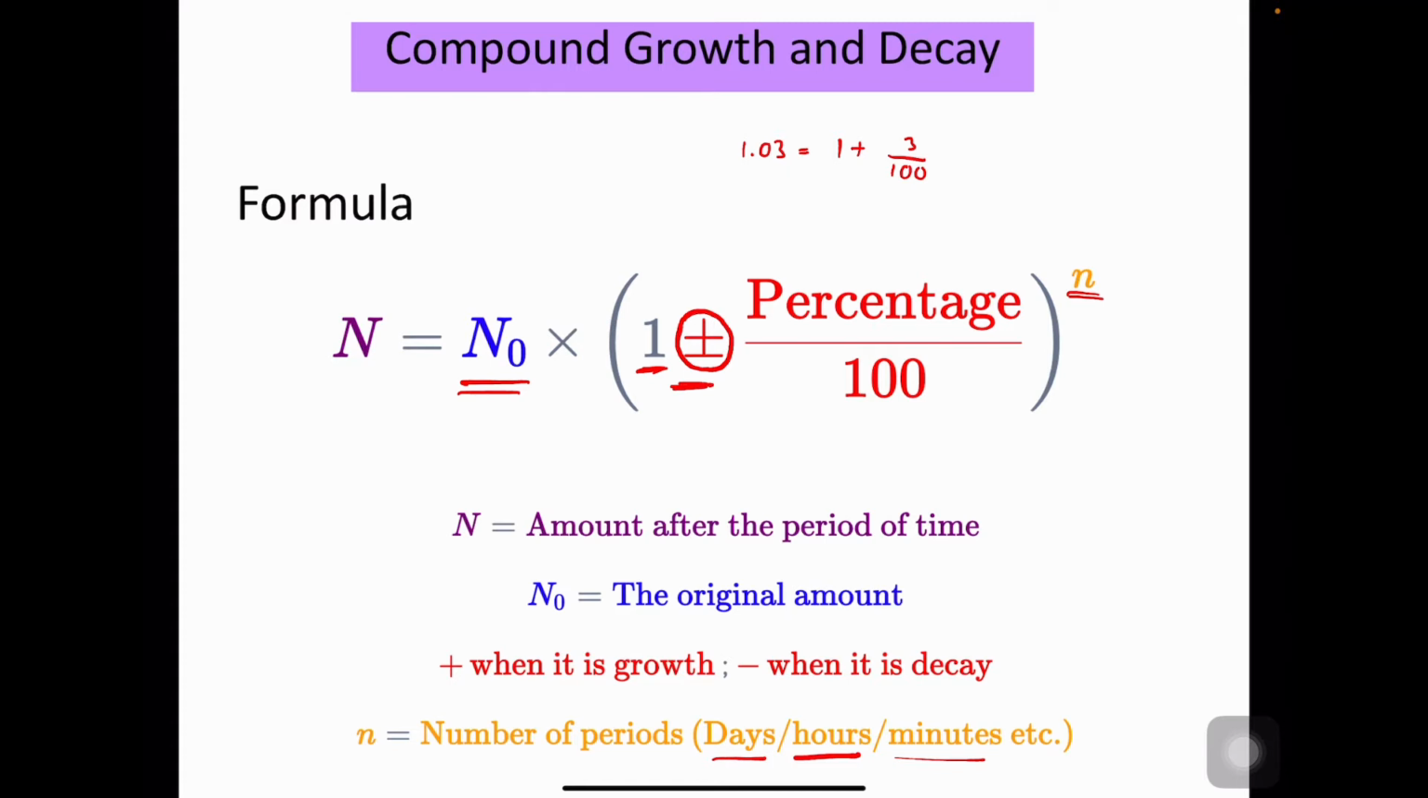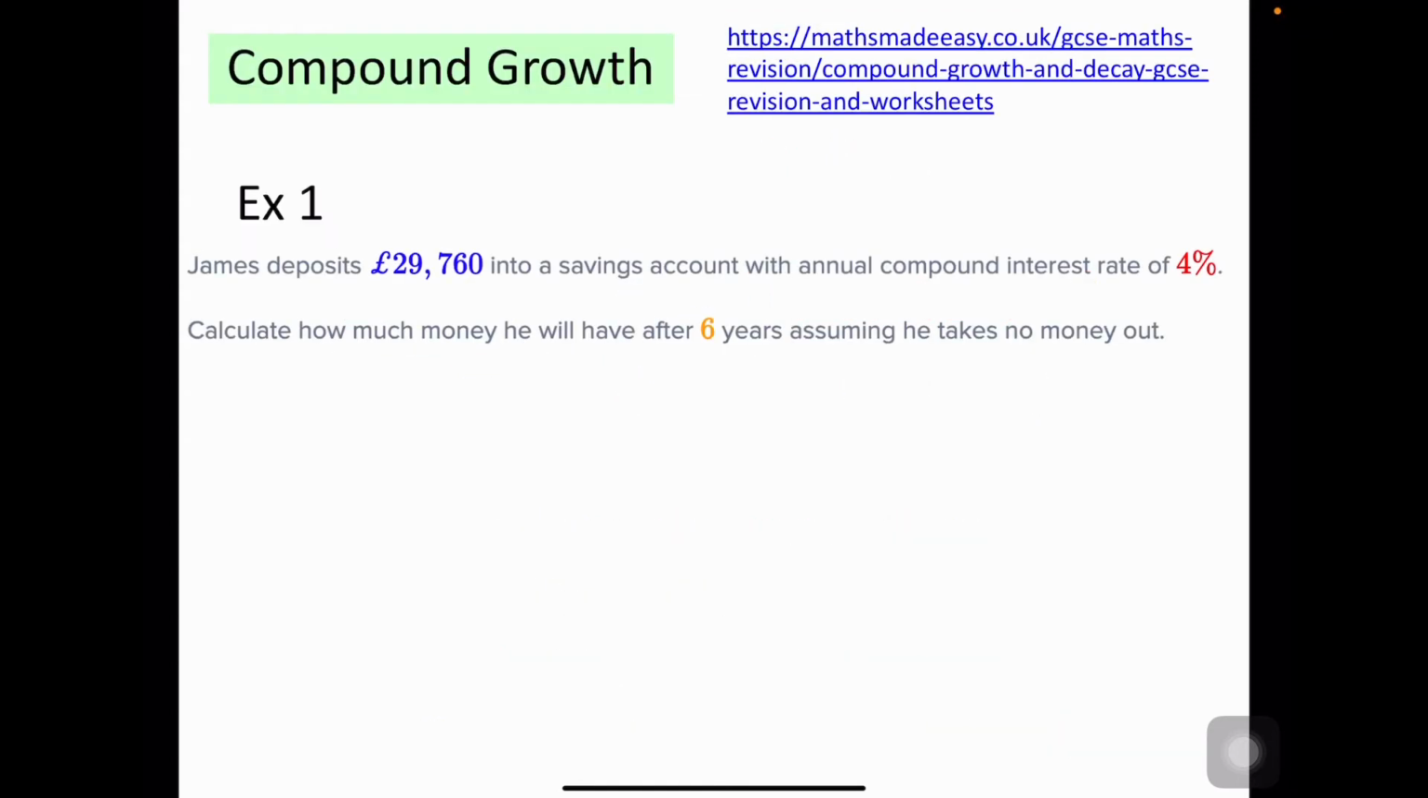Please make a note of this formula, and I think it's really important to understand it. If you understand it, then it would become second nature to you when it comes to using it. But don't just try to remember it without actually understanding what is going on here. I'm going to go through 3 examples. So a compound growth example, a compound decay example, and another example where we're going to work out the value of n using some information which they will give us in the question.